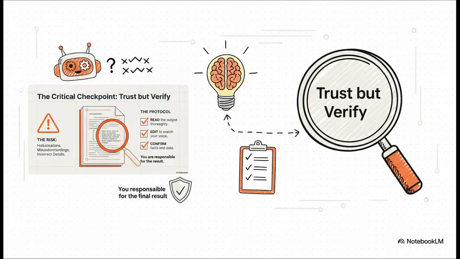Now, here's maybe the most critical checkpoint of all. The mantra is trust but verify. You have to remember, AI can sometimes hallucinate. It can literally just make stuff up. So the protocol is non-negotiable. You always read the output, you edit it so it sounds like you, and you confirm any facts or data it gives you. At the end of the day, you are responsible for what you put out there.